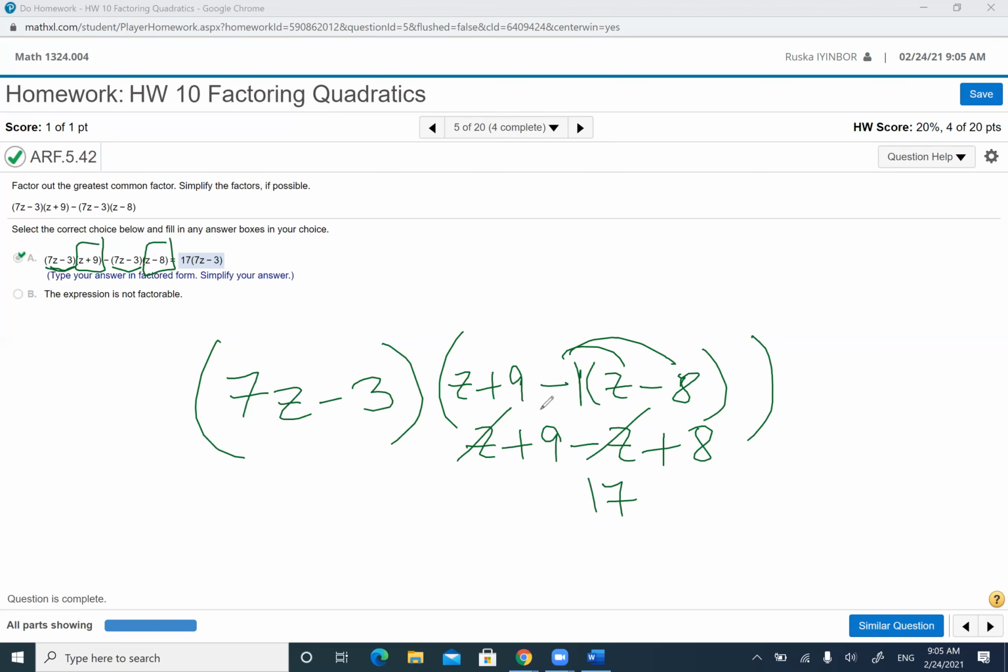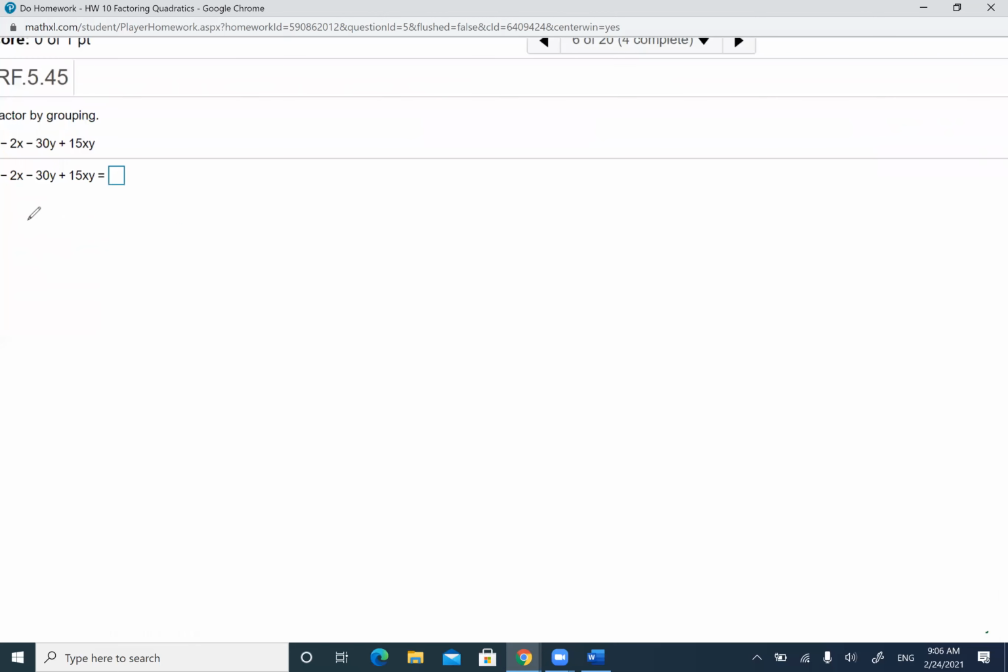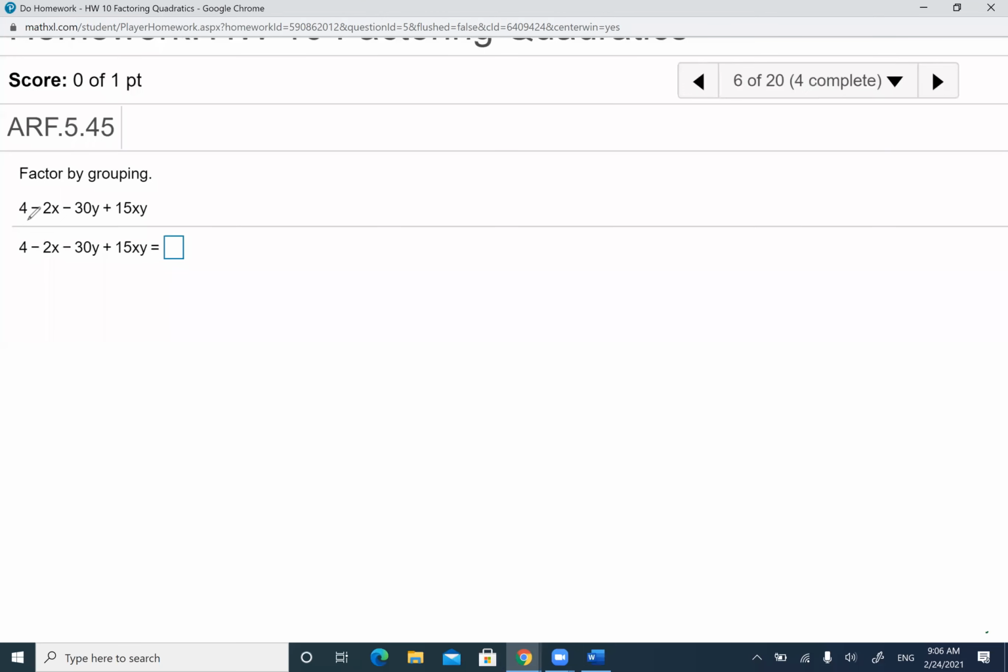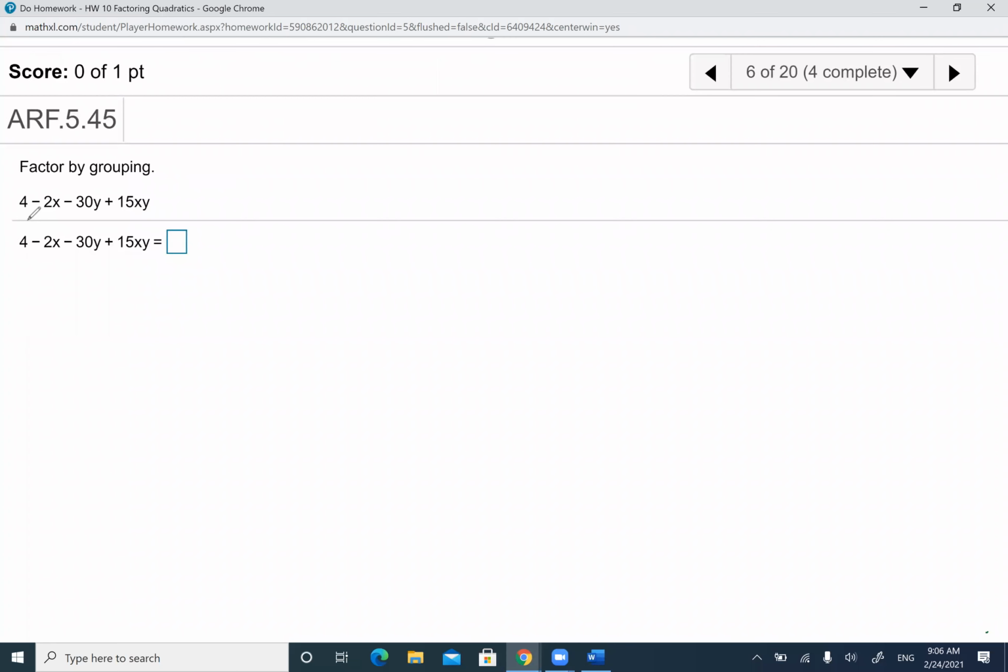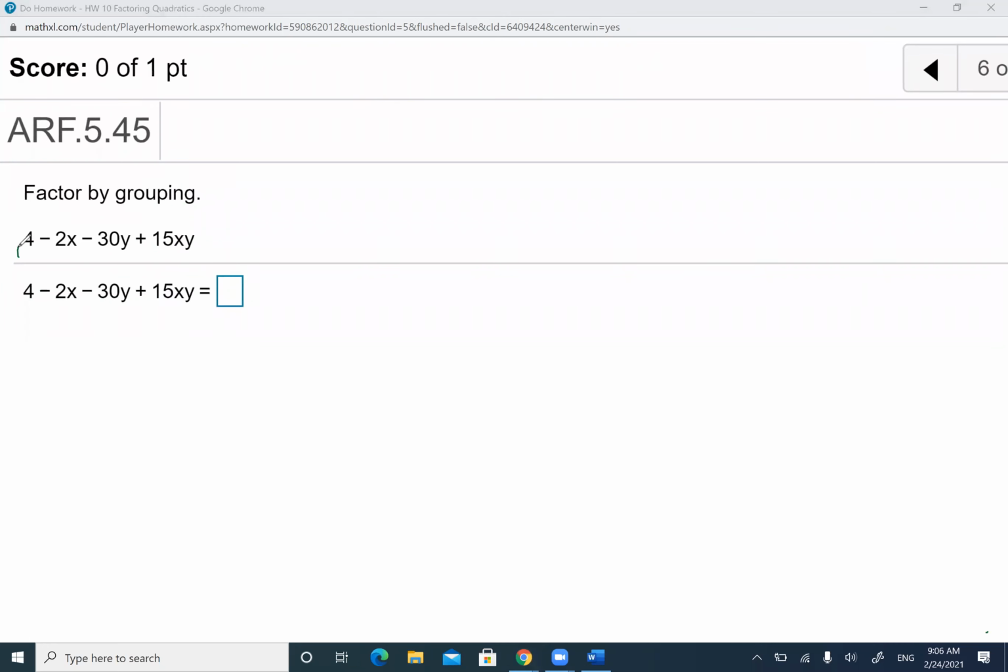So we're going to continue from here. We're going to do some more factoring, different ways of factoring. And the next question is about factoring by grouping. So we're going to go over factoring by grouping. And this is how the factoring by grouping goes. So when I have to factor, let me make this a little bigger. If I have to factor this one, 4 minus 2x minus 30y plus 15xy, I'm going to split it into groups. The first two and the second two make a group.